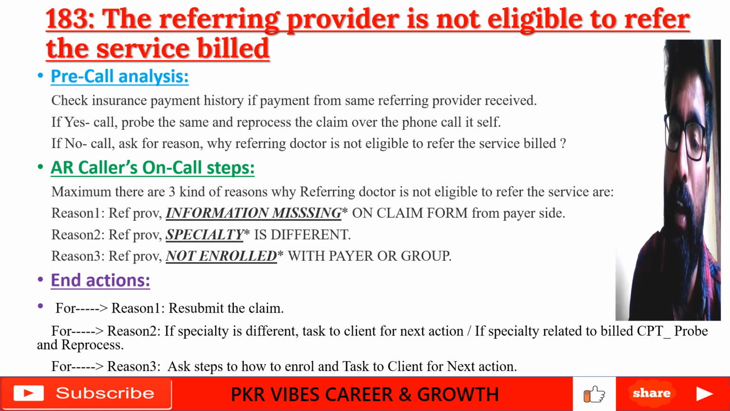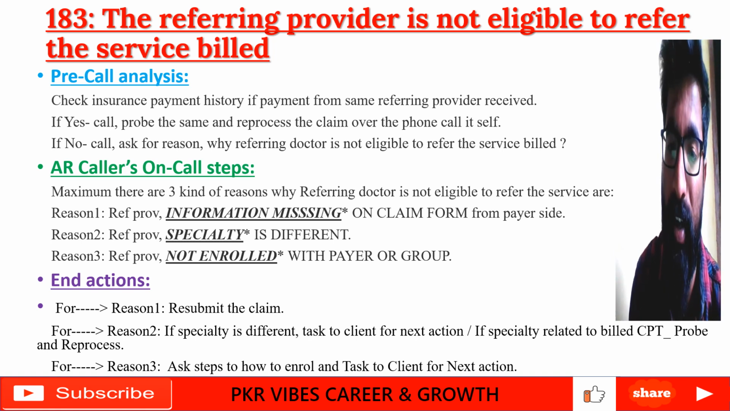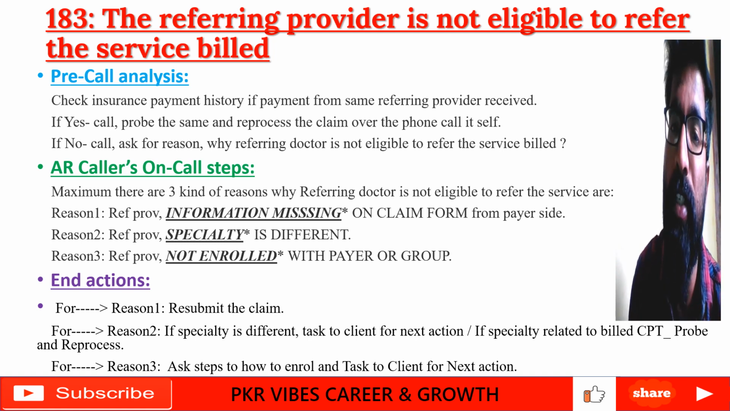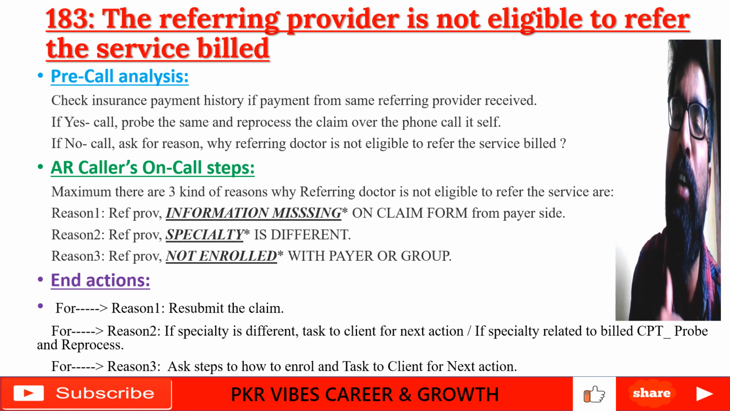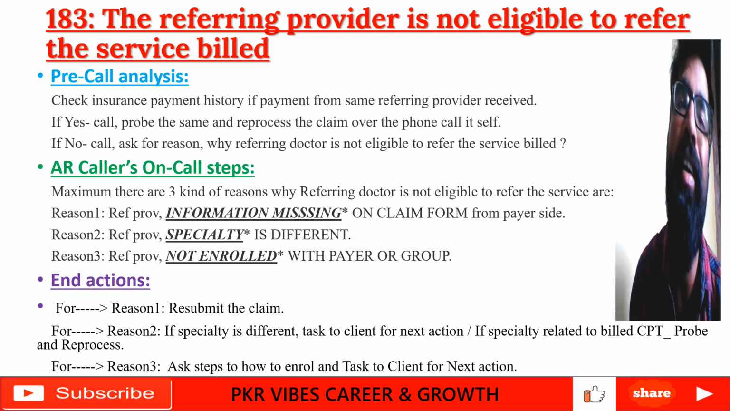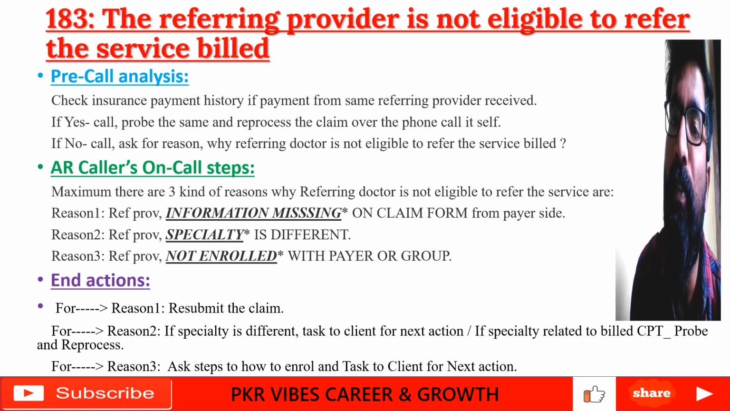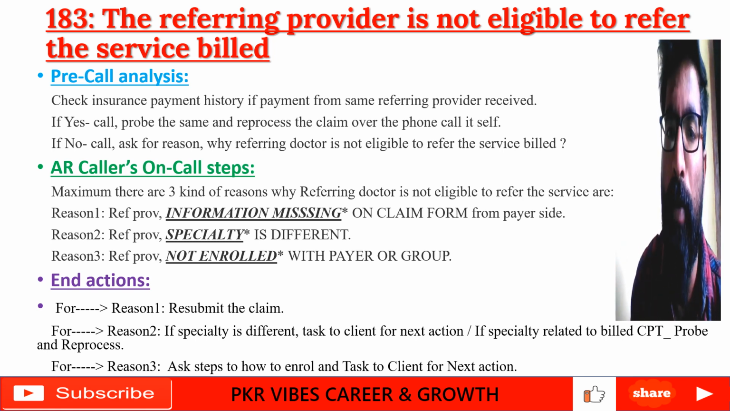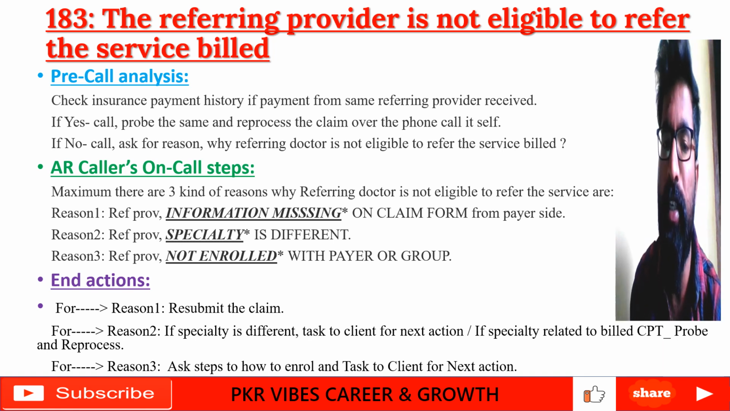For example, if you find that the specialty is really different, the insurance representative also tells you that the specialty is different, and at the same time you checked the NPI registry and found that the specialty is also different and not related to the services you billed, at that time you have to document that particular taxonomy and what is different from your services, and task this information to your client for further assistance. Then your client will understand what is happening with this doctor, because we don't have any previous payments and it seems that the taxonomy is not related to the services, so they will take appropriate steps on this issue. So this is reason number 2.